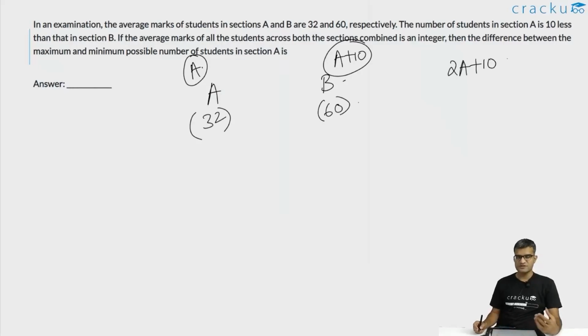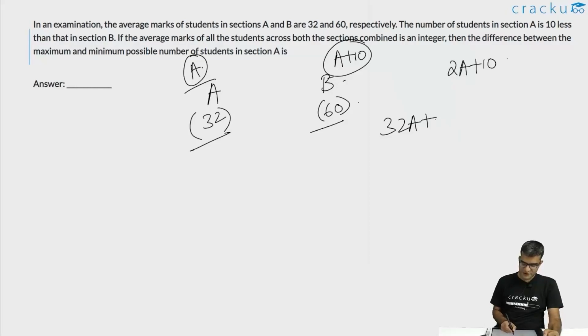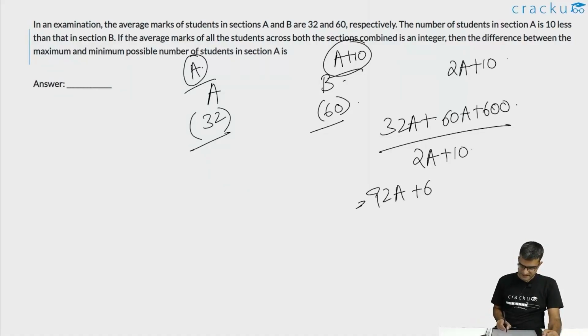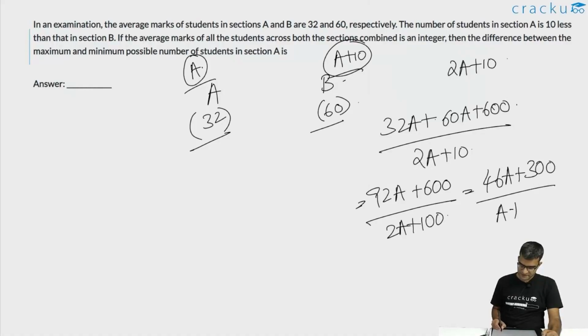And what is the total marks that they scored? That will be 32 into A, which is 32A, plus 60 into A plus 10, which is 60A plus 600, divided by 2A plus 10. This is equal to 92A plus 600 divided by 2A plus 10. We can divide the numerator and denominator by 2. This is equal to 46A plus 300 divided by A plus 5.